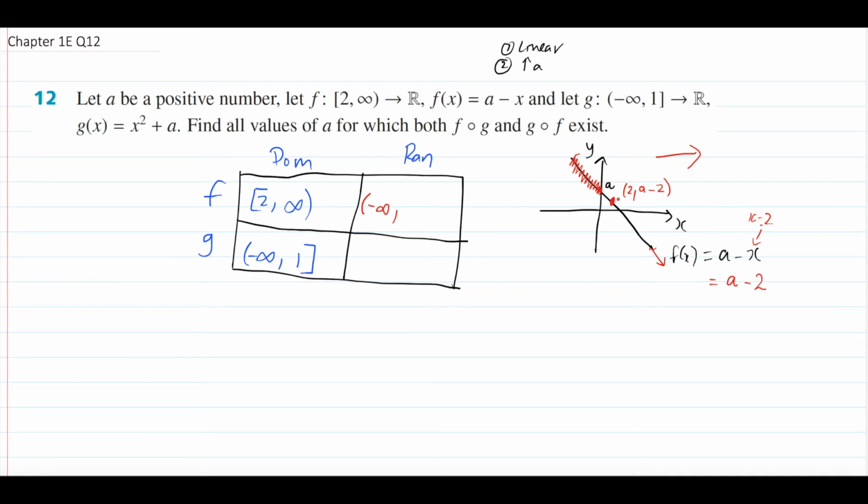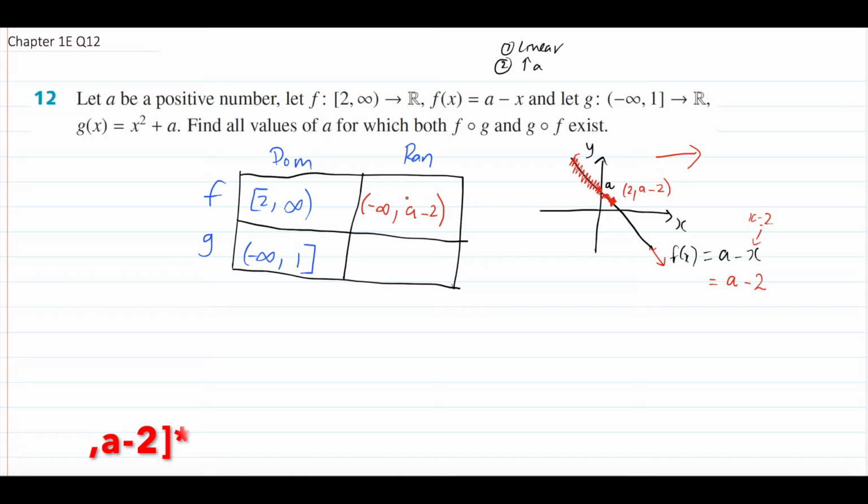So in this case, because your graph is a linear line, your highest point is a minus 2. It can't go any higher than this, right? So you cross that out, and therefore your range is negative infinity to a minus 2. And that's it. You've got your range.